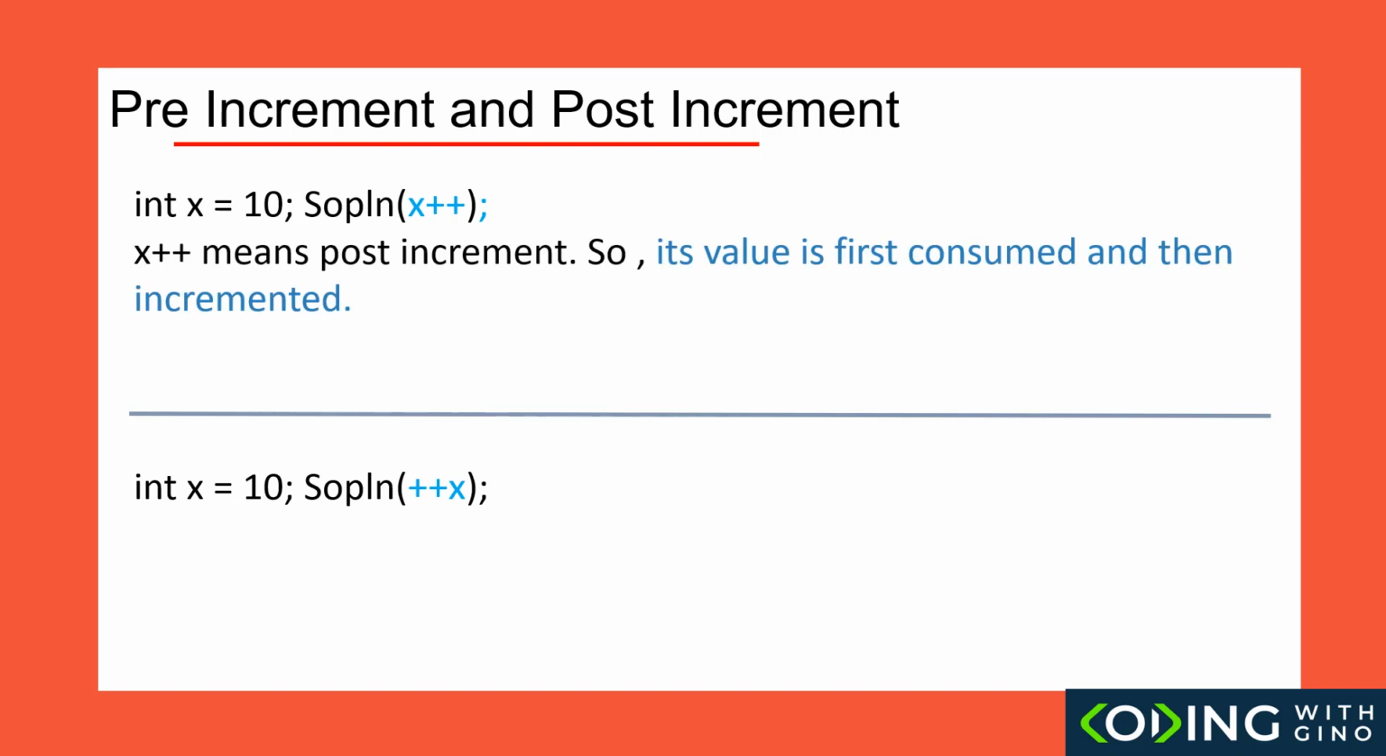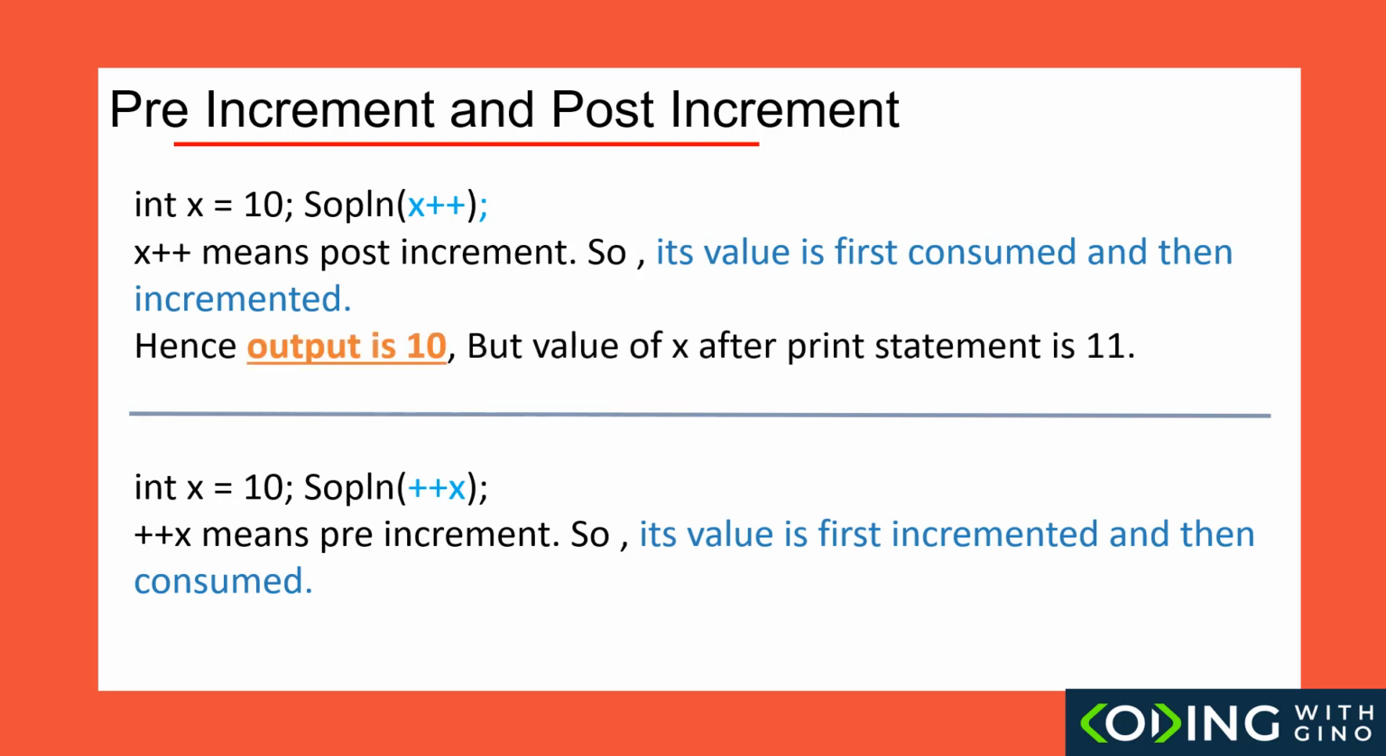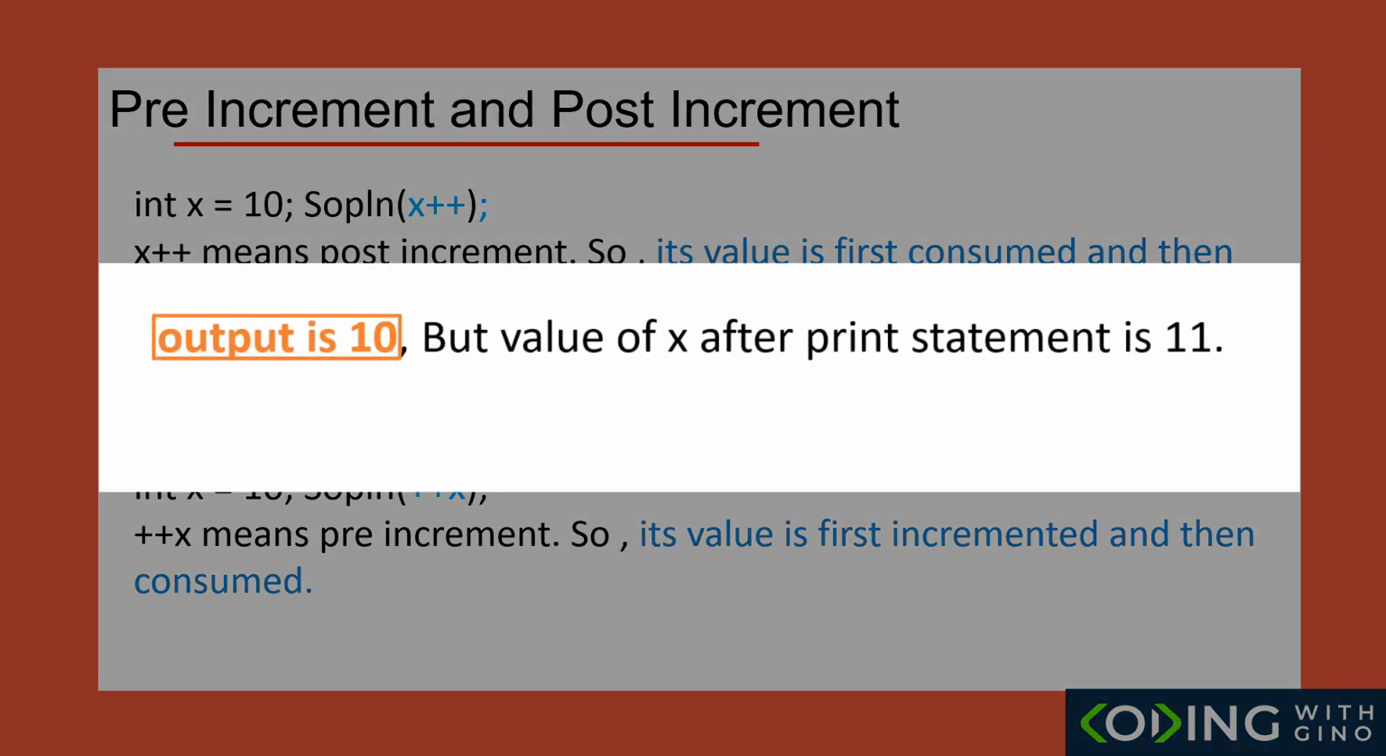x++ is post-increment, meaning its current value is first used and then it is incremented by 1. On the other hand, ++x is pre-increment, meaning value is first incremented before it can be used anywhere. Hence, for post-increment, output is 10. Why? Because its current value, which is 10, is consumed by the SOPLN statement. So, the current value is printed, and then x is incremented by 1 internally. After the SOPLN statement, value of x is changed to 11.